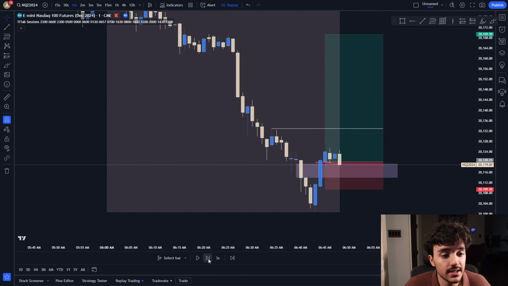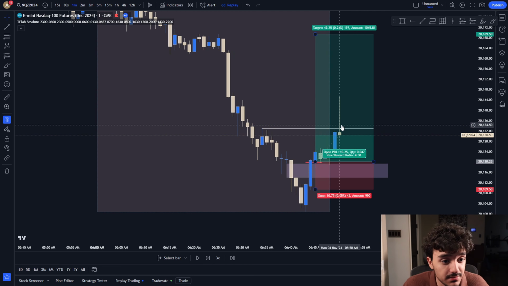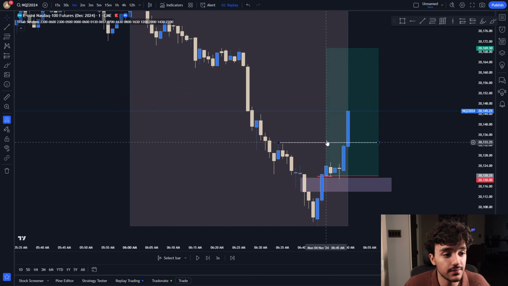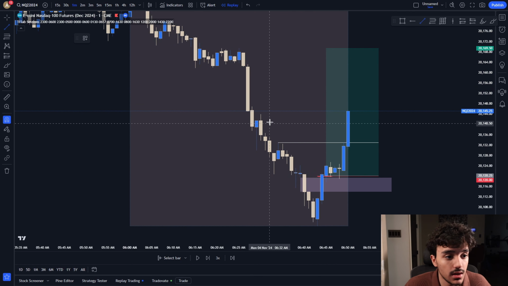So let me just show you exactly how this trade would have played out. So as you can see, market hit our break-even point. So in this case, we'd go break-even right here, and obviously we would wait for target to just play out.